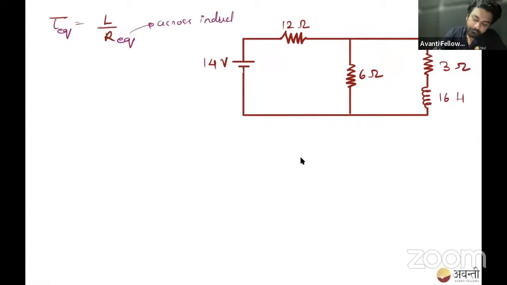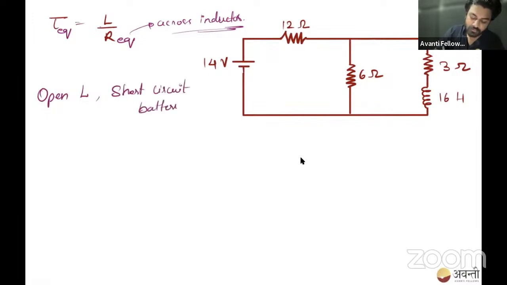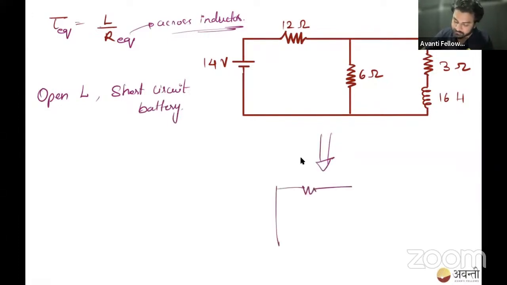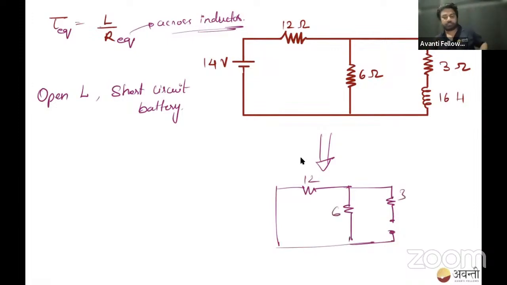So for that, what you have to do is open the inductor and short circuit the battery. How will the circuit look if you open the inductor and short circuit the battery? Somewhat like this. So this is 12, 6, 3. This is open. Now find the resistance equivalent across this AB or this inductor.